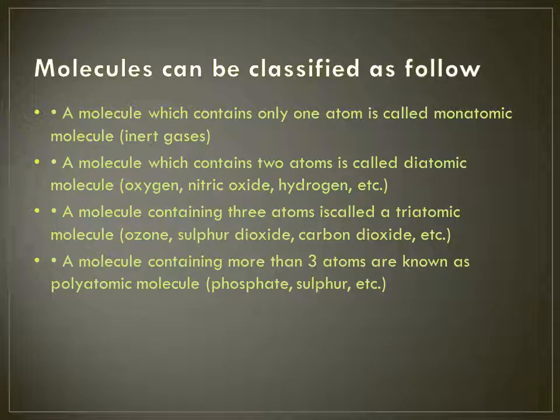Molecules can be classified as follows. A molecule which contains only one atom is called a monatomic molecule, for example inert gases. A molecule which contains two atoms is called a diatomic molecule, for example oxygen, nitric oxide, and hydrogen. A molecule containing three atoms is called a triatomic molecule, for example ozone, sulphur dioxide, carbon dioxide. A molecule containing more than three atoms is known as a polyatomic molecule, for example phosphate and sulphur.